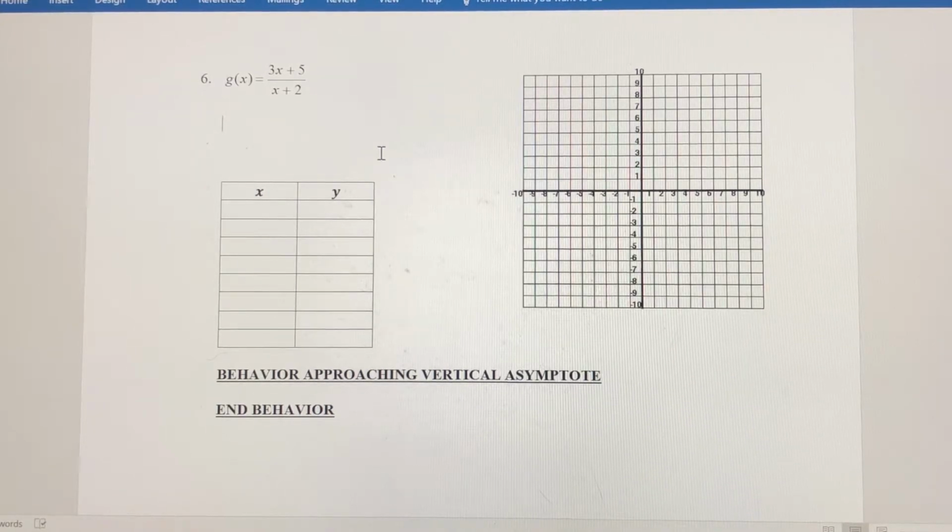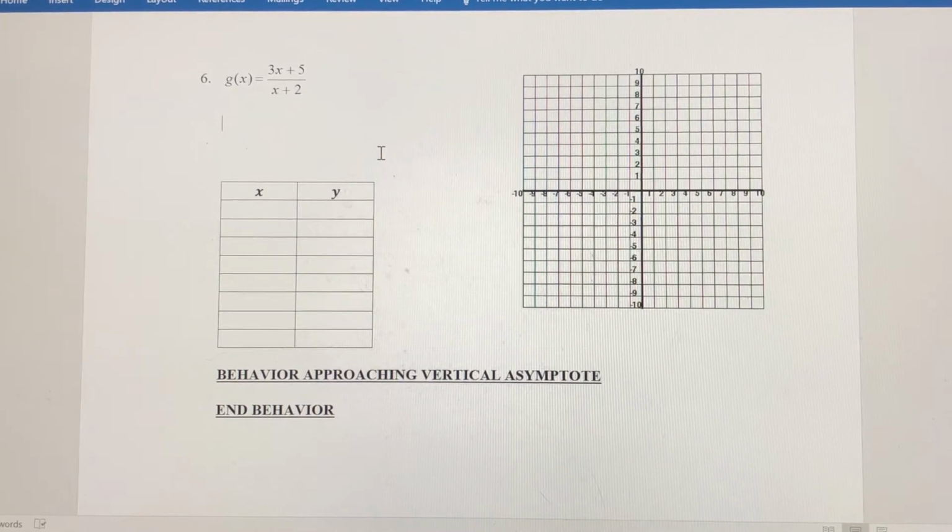So this is the second video on graphing rational functions. The first one, if you're not familiar with how to do this, go back to part 1. So the function here is g of x equals (3x plus 5) over (x plus 2). Okay. Remember the steps we want to go through.